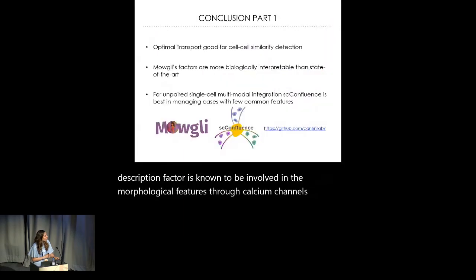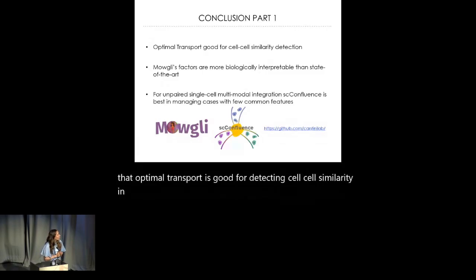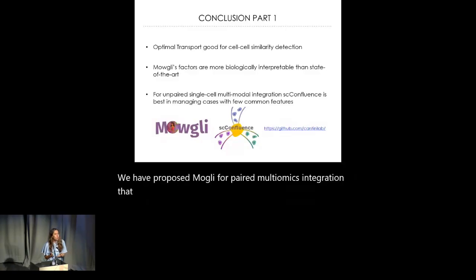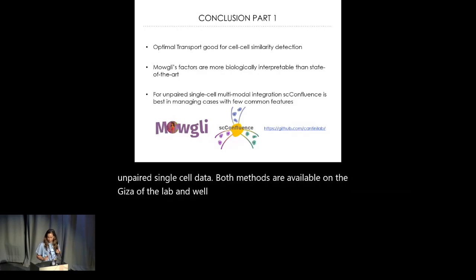So for the conclusion of the first part, we have shown that optimal transport is good for detecting cell-cell similarity in different single-cell omics data. We have proposed Mowgli for paired multi-omics integration that is particularly good at the level of the biological interpretability of the factors. And then we have proposed the method called scConfluence for the integration of unpaired single-cell data. Both methods are available on the GitHub of the lab and well documented, and I invite you to test them out.